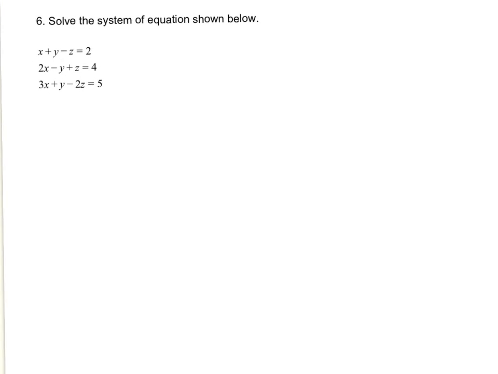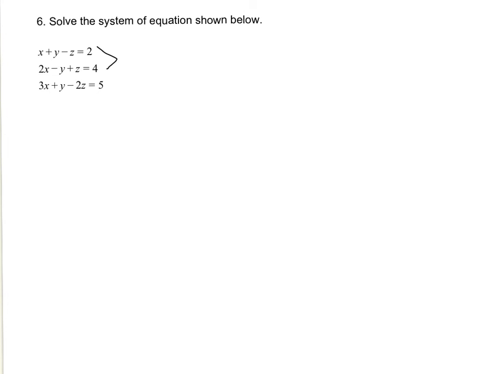All right, our final problem here is going to be solving one of these three variable systems of equations, where we have x, y, and z. If you remember, these are the ones that take a little bit of work. So what I'll do first is pick any two equations, so I'll pick the first two. That gives me x plus y minus z equals 2, and 2x minus y plus z equals 4.